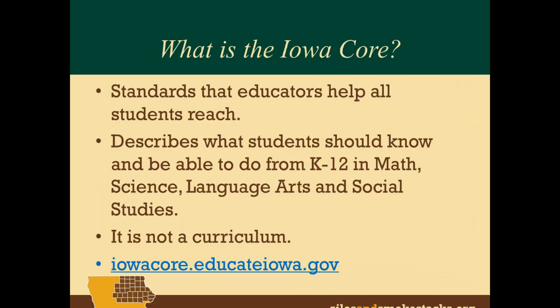So beginning, what is the Iowa Core? It's just standards that educators help students all reach. And the first difference between the Iowa Core and the Common Core is that Iowa Core is doing all the subjects: math, science, language arts, and social studies. Common Core is just looking at language arts and math. So Iowa Core is one step up and above.